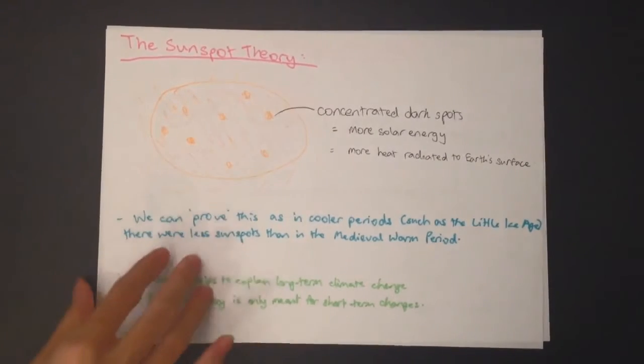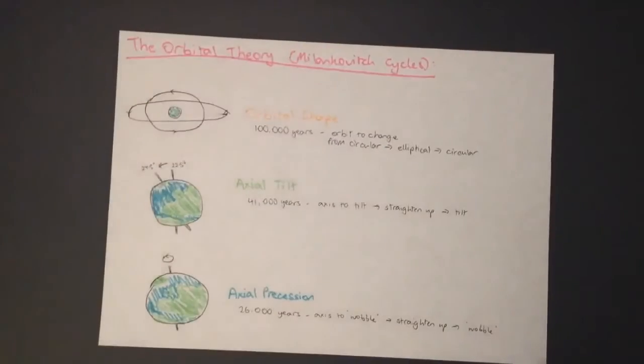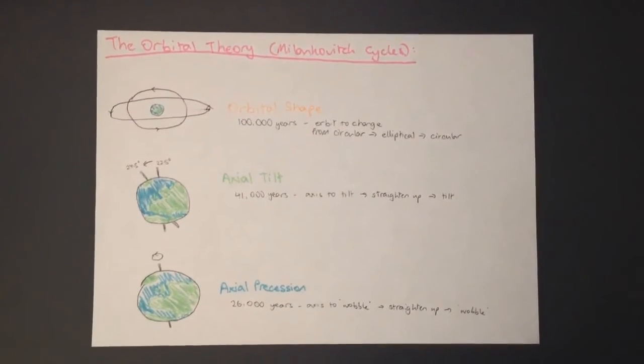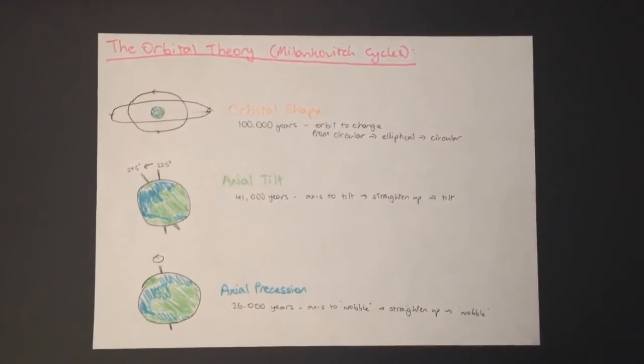Our last theory is known as the orbital theory, which refers to the Milankovitch cycles. In this theory, it is believed that the Earth's orbit changes in 3 ways over time. These are the 3 main points that you will need to know about this theory.